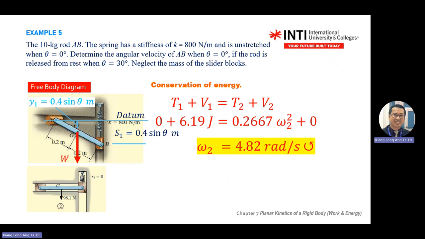Okay, so this is how you use the conservation of energy. Don't worry, if the question needs you to use conservation of energy, you will see the question mention that it forces you to use conservation of energy in your solution to find something. It will give you this direction. Okay.